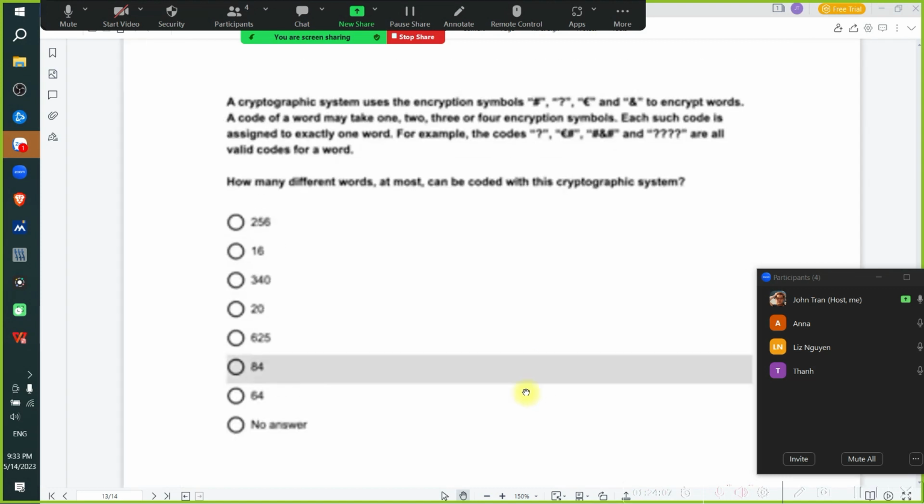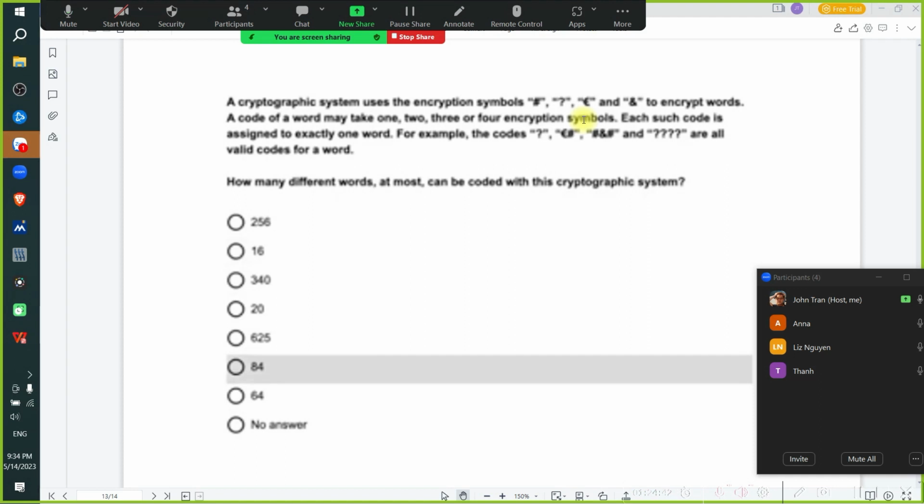Okay, a cryptographic system uses an encryption symbol. Cái dấu này là dấu thăng nè, dấu hỏi, dấu euro với lại dấu và. To encrypt words. Một cái hệ thống mà gọi là để mã hóa. Nó sử dụng những cái dấu hiệu mã hóa là dấu thăng, dấu hỏi, dấu euro và dấu và để mà nó mã hóa những từ vựng. Thì một cái code của một cái từ á, nó có thể là có 1, 2, 3 hoặc 4 cái ký hiệu mã hóa.